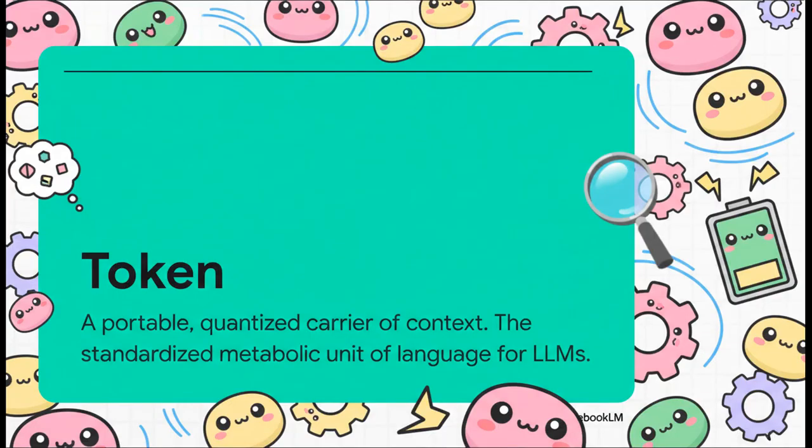And there it is. The token. Just read that definition. Does it sound familiar? A token isn't a whole idea or a complete sentence. It's a packet. It's a standardized, chopped up piece of the whole. It's the basic unit of information that a large language model actually operates on.